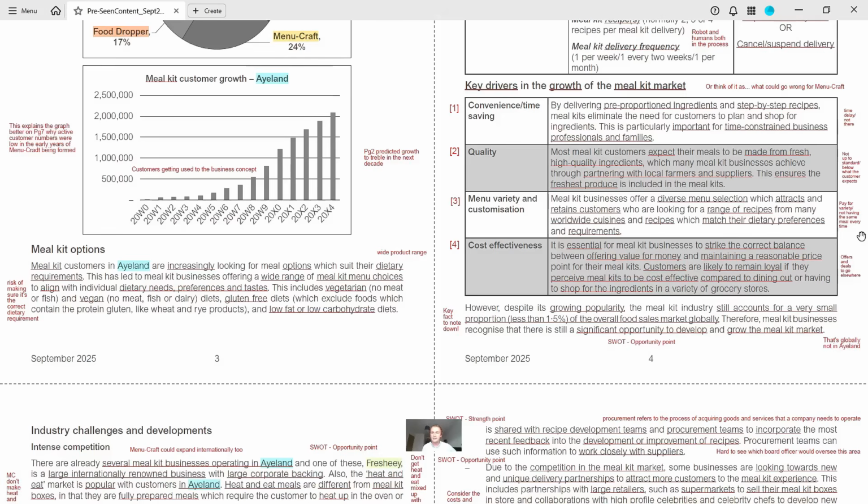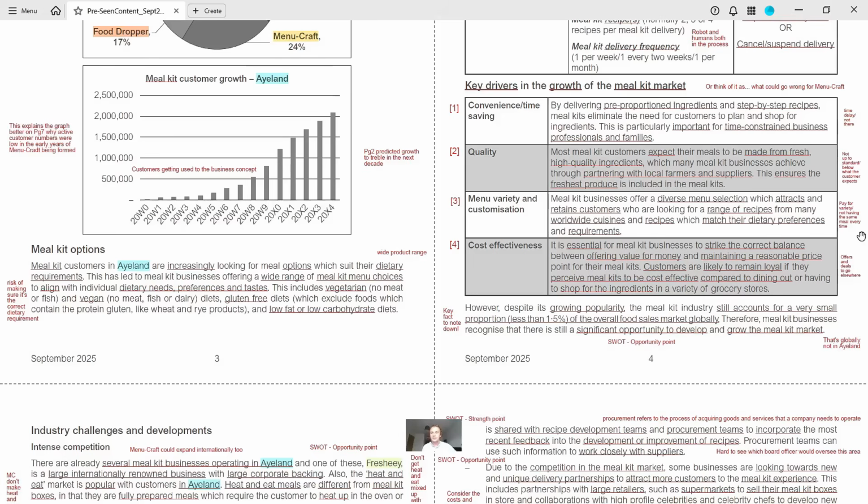Then in terms of variety and customization, a diverse menu selection attracts and retains customers because you don't want to eat the same thing every single night. That's why they want a range of recipes, worldwide cuisine. That's where hiring the talented chefs, which we'll come on to later on, is so important, and retaining them and matching their dietary preferences and requirements. So they're paying the premium to have this service for the ease and convenience. They're paying for the variety and not having the same meal every day.